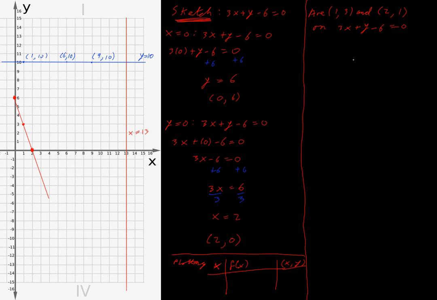And is the point 2, 1 on the line? So in the door 2, up the stairs 1. We can see that point is not on the line. Now, again, that is not what you do for the exam. I simply want you to understand what this question actually means.